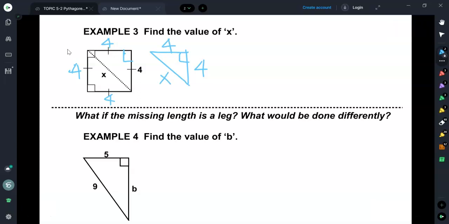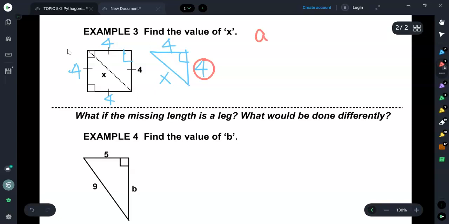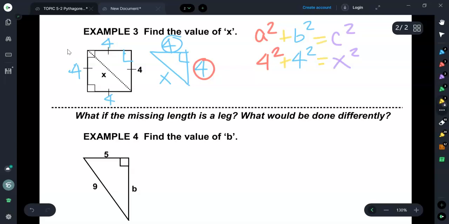So once again, I've got the Pythagorean theorem. What's my a squared? I'm going to make that 4, so 4 squared. My b squared, well, in this particular example, a and b are actually the same because it's an isosceles triangle, equals my c squared. And in this case, what is c? X. So it doesn't matter what your variable is. Your variable can be anything. You just have to know how to set these guys up.